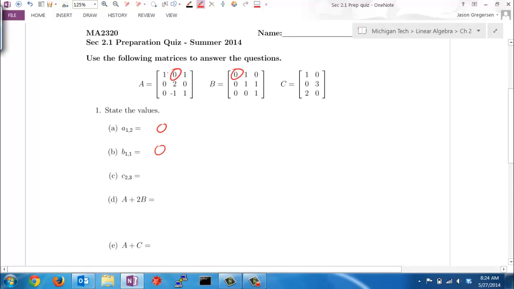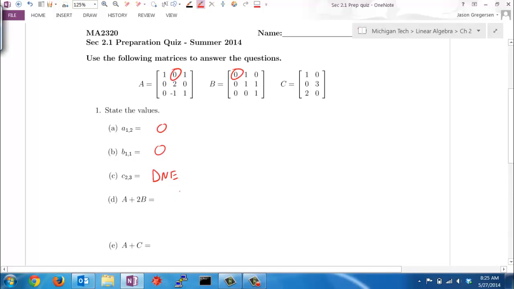First one was 1-2. This one, however, you have to make sure you have them right. If we're looking for the second row, third column, what's this value? It is no value. It does not exist, right? There is no third column of C, so it does not exist. Or whatever you want to write there. There is no value here.